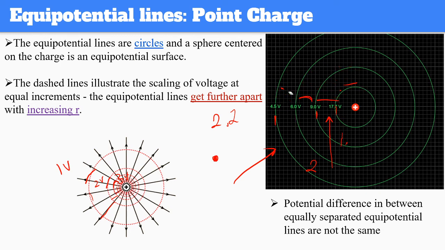All right, so if you just go with the same distance, the change in potential is not going to be the same. If you want to have the same change between two lines, then you need to get closer and closer to one another.